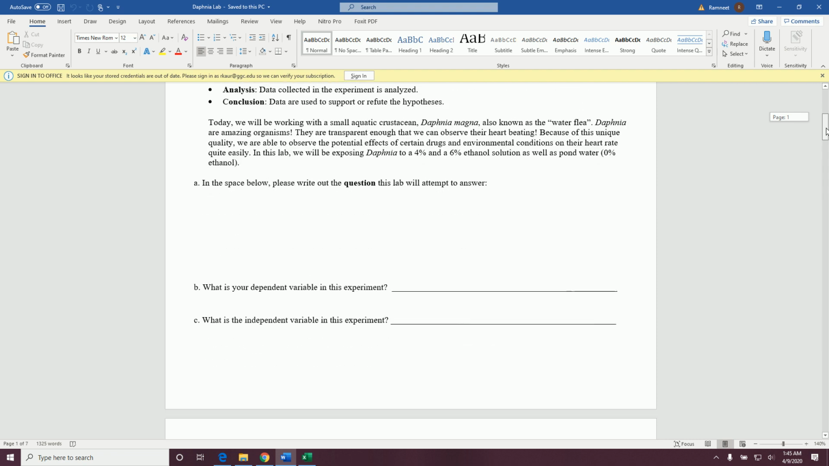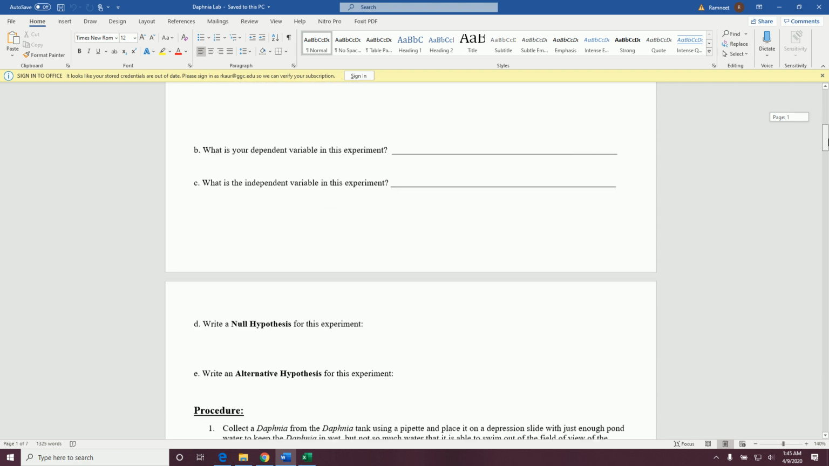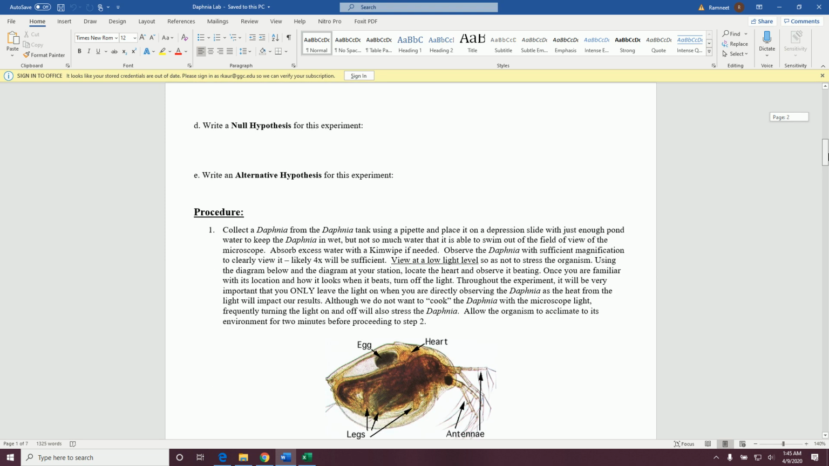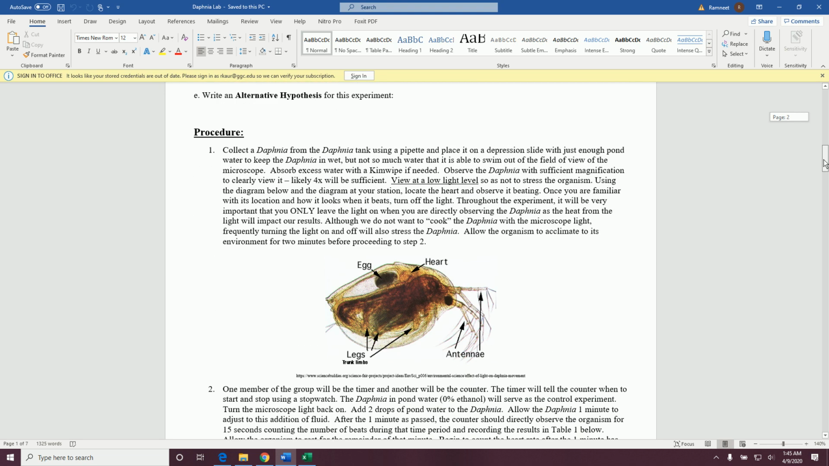There are two kinds of variables. One is a dependent variable, another is an independent variable. The independent variable is the variable which is in the hand of the scientist or researcher. That's what you control. And the dependent variable is the variable which changes in response to the independent variable. So this is the picture of Daphnia, and you can watch those videos.